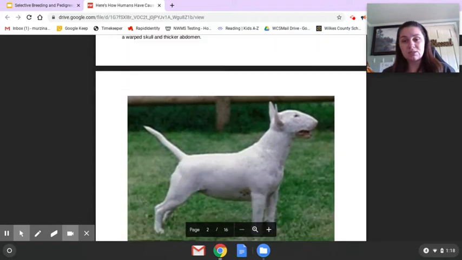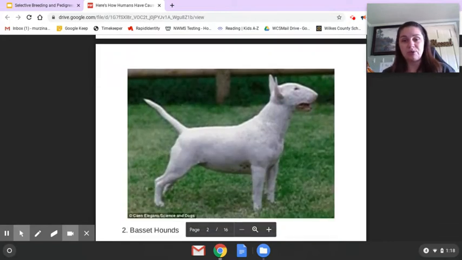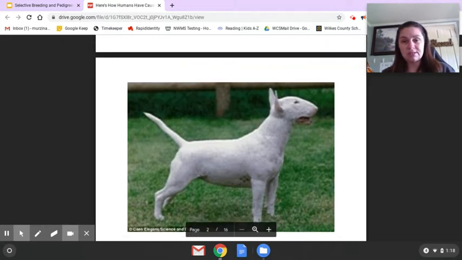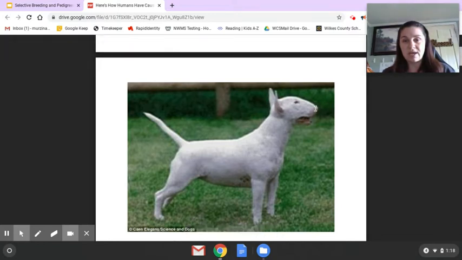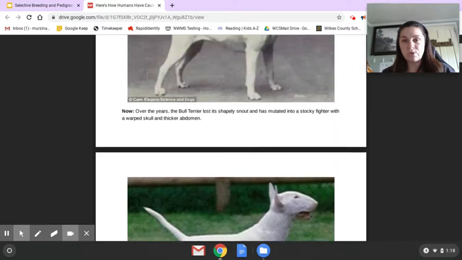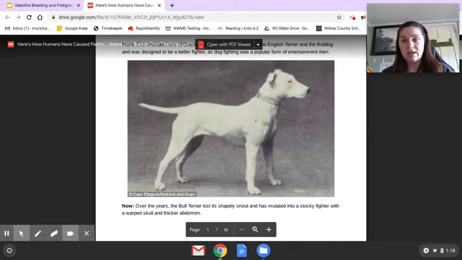Nowadays, this is what a bull terrier looks like. This would be a purebred bull terrier. And that's what he looks like now. See the difference? This is their very distinctive, rounded forehead and nose. That's what breeders look for now. And notice back in the 1800s, it did not have that.